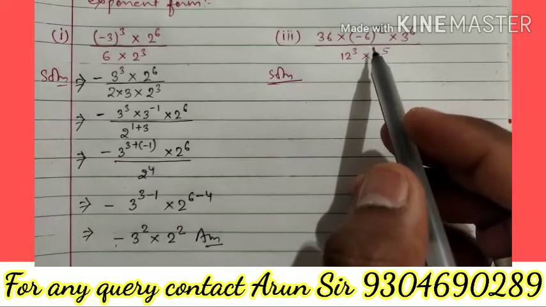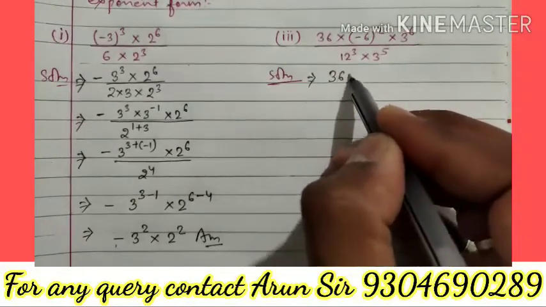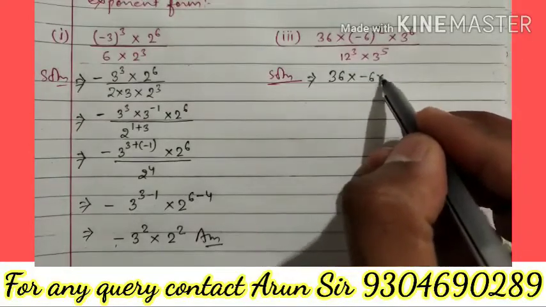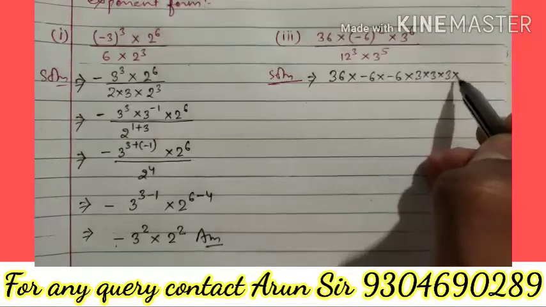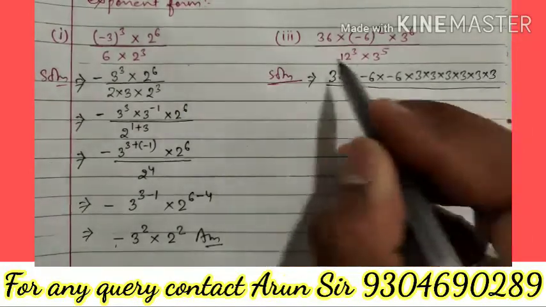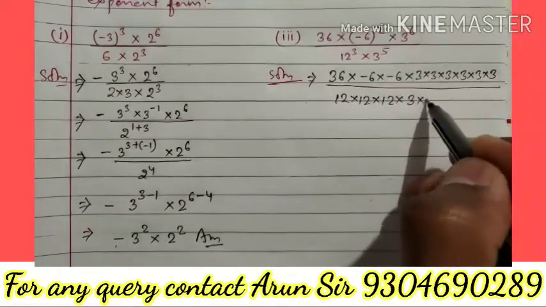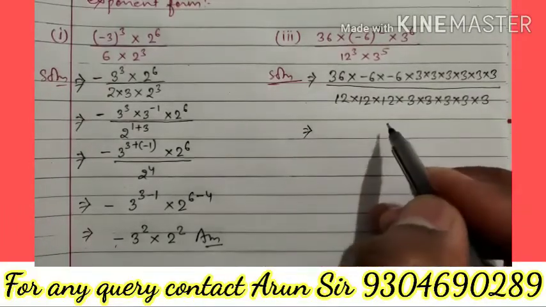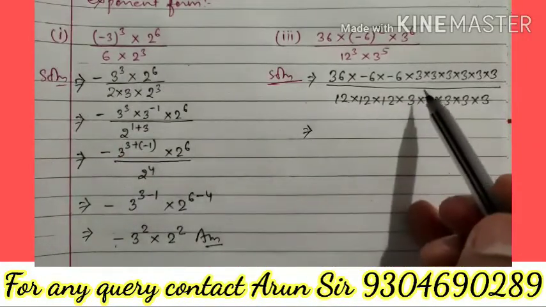Or if you want to make it clearer and easier, we will simply break the power. Minus 6 to the power 2 means minus 6 into minus 6. 3 to the power 6 is 3 multiplied 6 times, 3 into 3 into 3 into 3 into 3 into 3, divided by 12 to the power 3, which means 12 multiplied 3 times, into 3 to the power 5, 3 multiplied 5 times. Like this you can also solve this type of question, and at the last we will convert it into power. If you try to solve question number 1 by this method also, you can solve it.